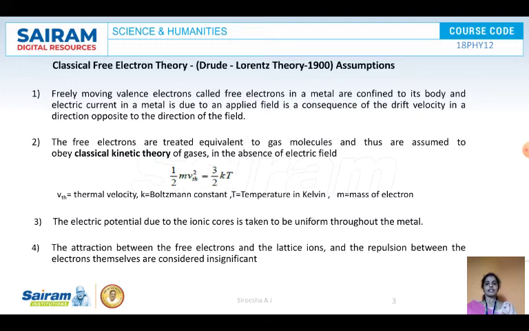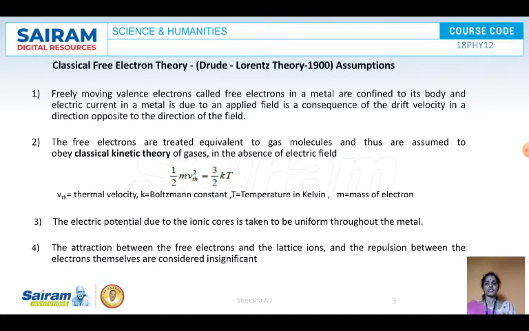Next point: these free electrons in the absence of an electric field are treated as gas molecules. We know that in a gas, molecules move randomly. Similarly, the free electrons also move randomly in the absence of an electric field and obey the kinetic theory of gas equation: half m Vth square is equal to 3 by 2 kT. Here Vth is the thermal velocity of the electron, m is the mass of the electron, k is the Boltzmann constant, and T is the temperature in Kelvin. So the free electron is obeying the kinetic theory of gas equation.